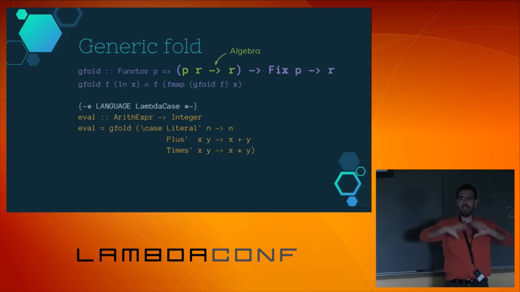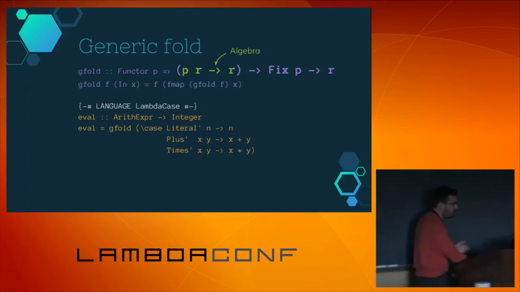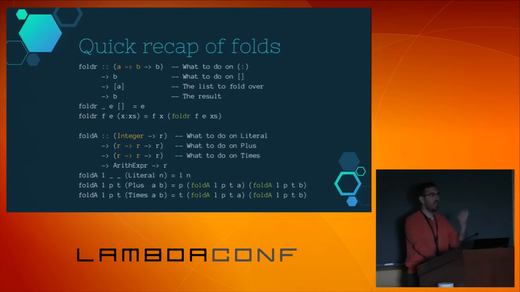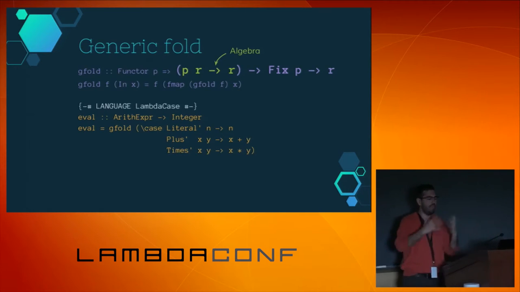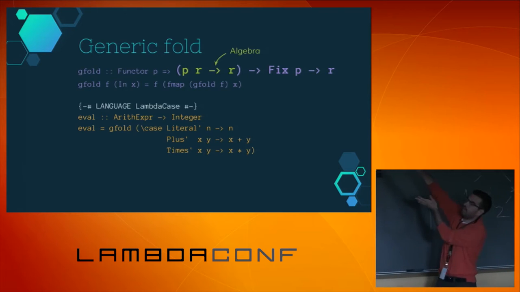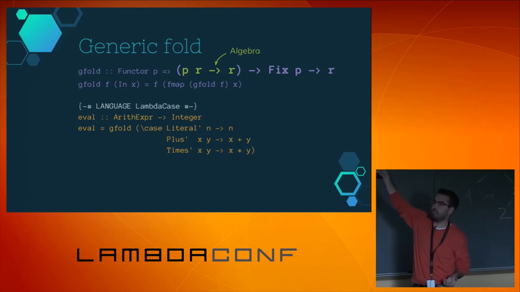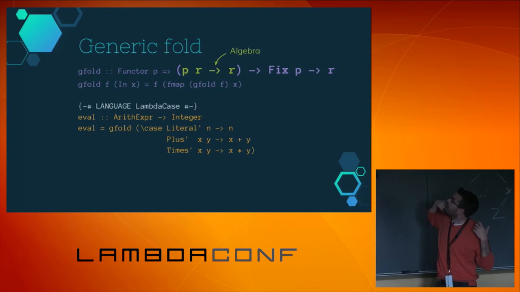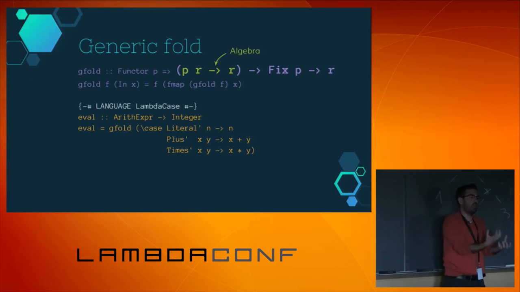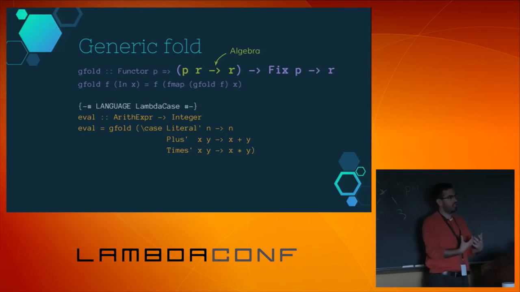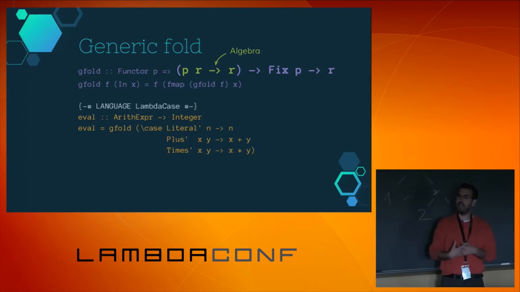So the same fold that was so long to write for every data type, we can write it once for every data type, with the purple thing. So it's just a one liner. But this is more generic, because now instead of one specific data type, we have any data type which is represented by this P. So this P is our pattern functor. If you take this and instantiate it to a list, you will get your folder. If you instantiate it to arithmetic expressions, you will get your fold A.